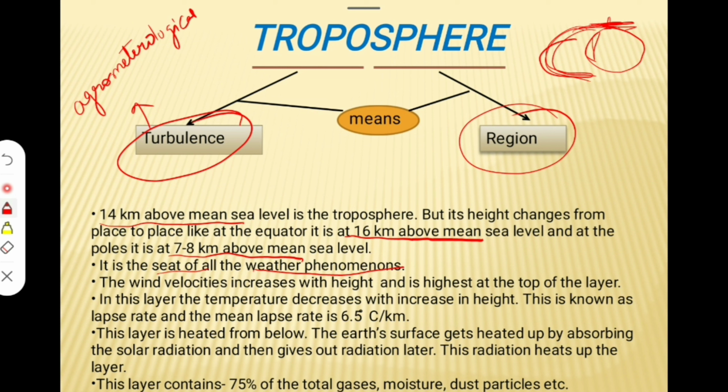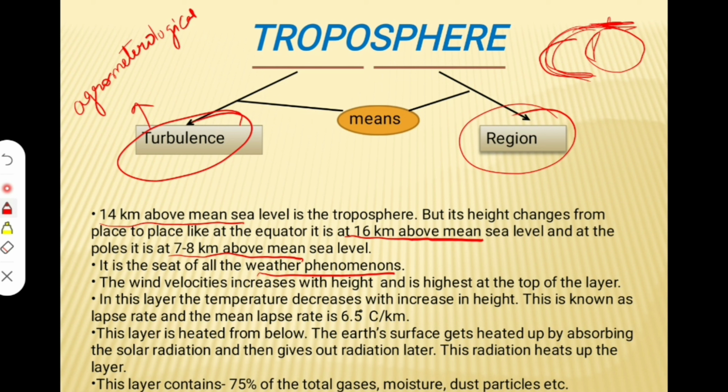Next, as I said, it is the seat of all the weather phenomena, all the agrometeorological phenomena like the formation of clouds, lightning, thunder, rain, everything occurs in this troposphere layer.